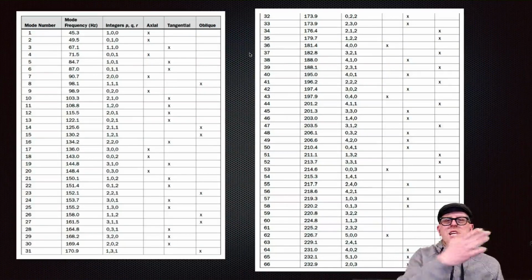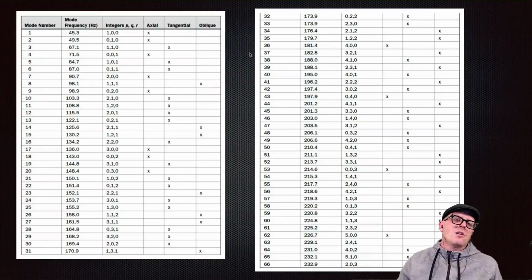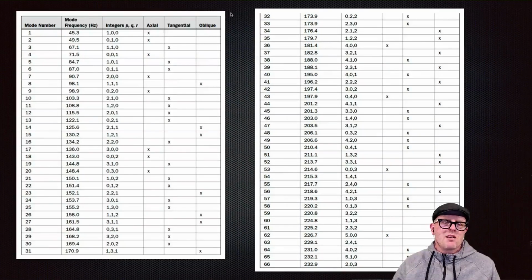The reason being that every time it reflects, it's going to lose its energy a little bit, and therefore these ones are not going to be as strongly present as these axial ones. The axial ones are really, really present right there.